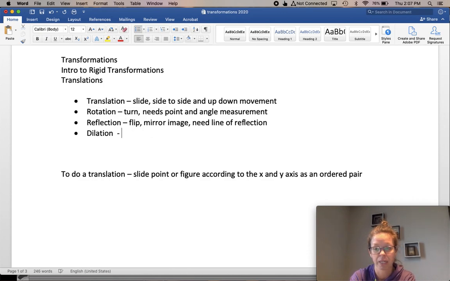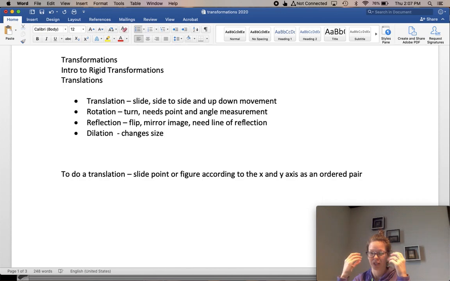That is the difference with a dilation. A dilation changes the size of the figure. So a place where you've maybe heard the word dilate before is if you've had to go to an eye doctor. Sometimes they'll put some eye drops in that cause your pupils to dilate, which means to open up wider so that the eye doctor can see into the eye better. So dilation is changing the size of something. It could be a grow or a shrink. So a dilation is going to change the size of the figure.